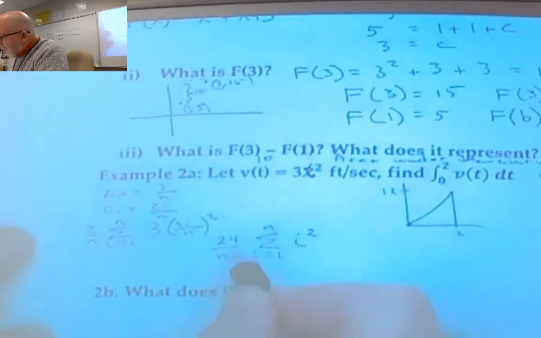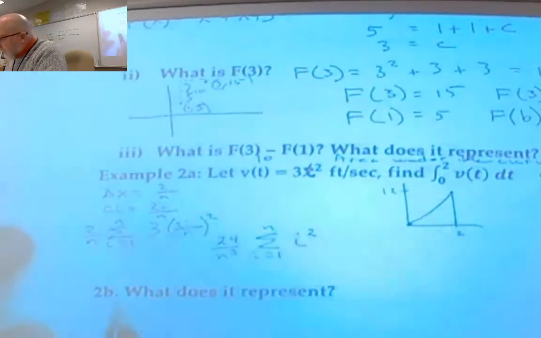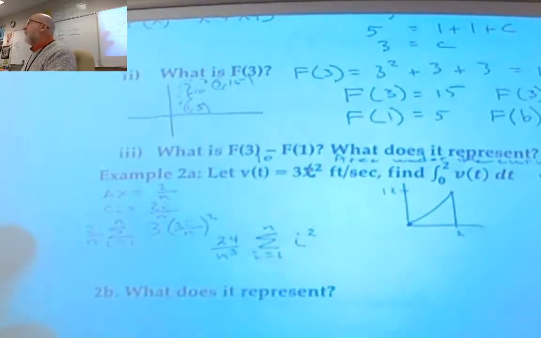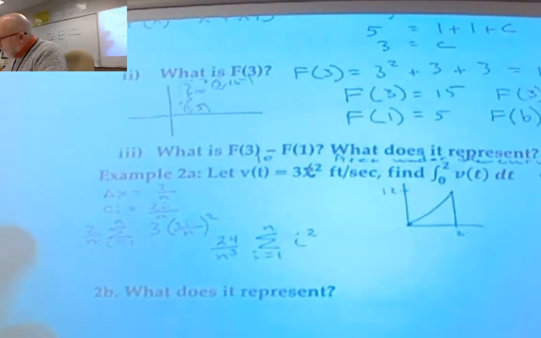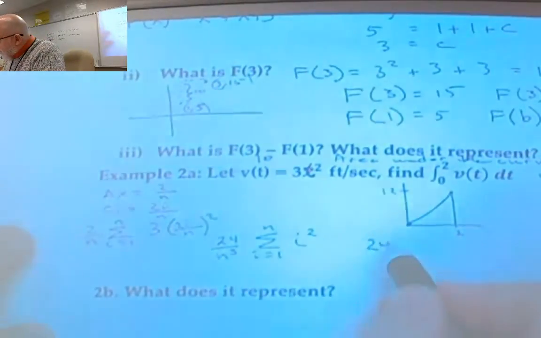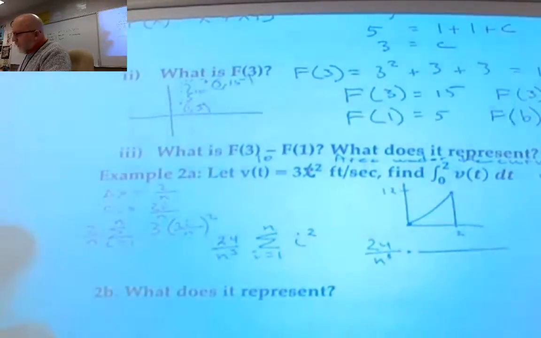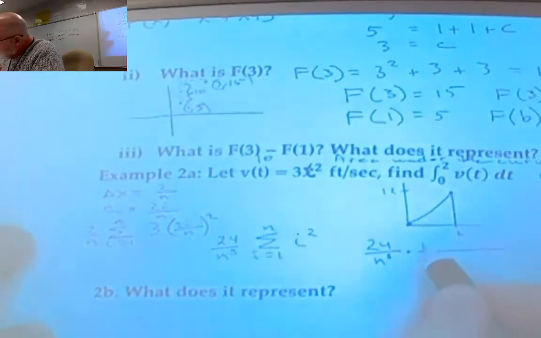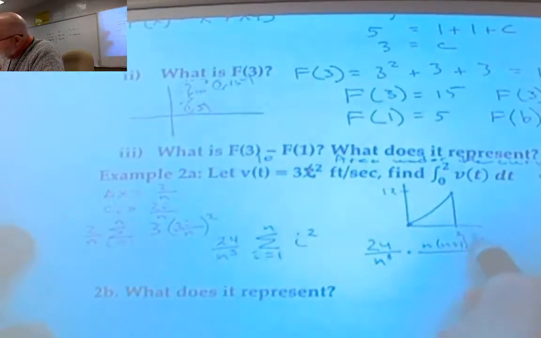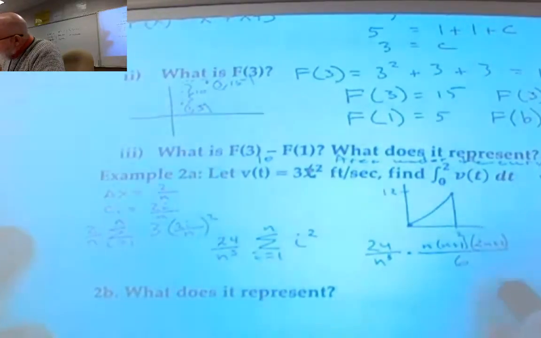n cubed, correct? Okay? Because you got 2 times 3, which is 6, times 4, which is 24, n times n squared, which is n cubed. Beautiful. Okay? So we got 24 over n cubed times n times n plus 1 times 2n plus 1 over 6. Over 6. Can I simplify the 6 and the 24?